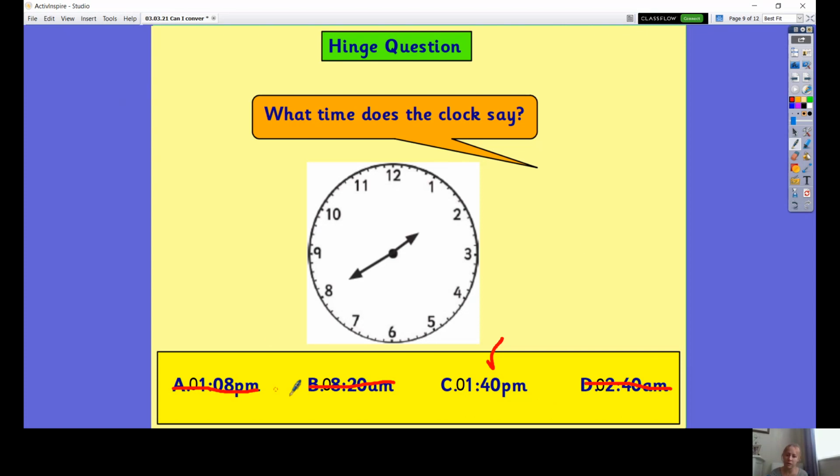Well done if when you were pausing it, you were saying, well, Mrs. Eggleshaw hasn't put a 0 in the front. So that's a good spot, because Mrs. Eggleshaw didn't notice that when she was writing it.